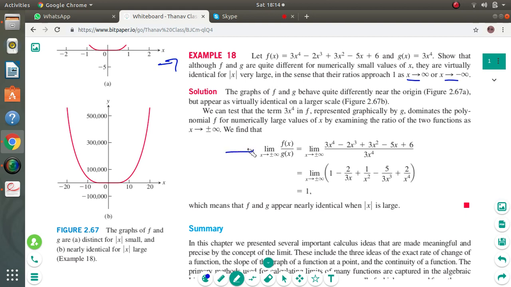So when limit x tends to plus minus infinity, f(x) by g(x), this we have f(x) here, this we have g(x) here. So 1 minus 2 by 3x plus 1 by x square minus 5 by 3x cube plus 2 by x to the power 4, limit x tends to plus minus infinity. When you put x as infinity here, it all becomes 0 and the answer is 1. So for the given graph here, this is a very steep line, from here to here like this.